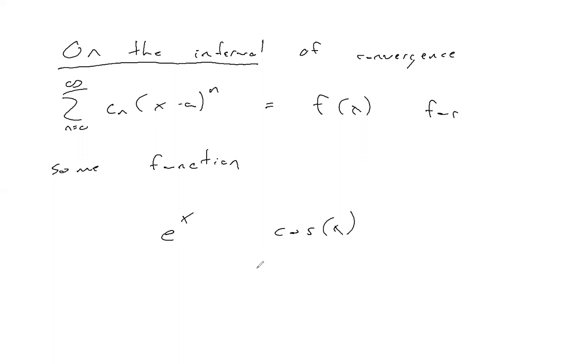Maybe it's not a nice function. Maybe the only way to write it is, okay, I just say f of x is just equal to the power series itself, meaning, okay, this power series is equal to a function on its interval of convergence, but the only way to write that function is just as the power series.